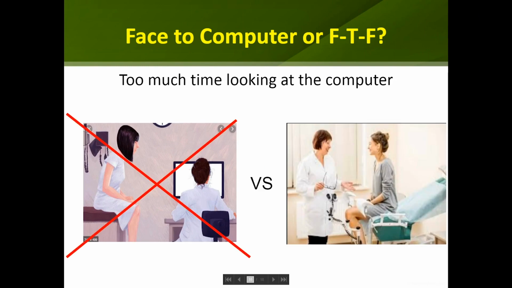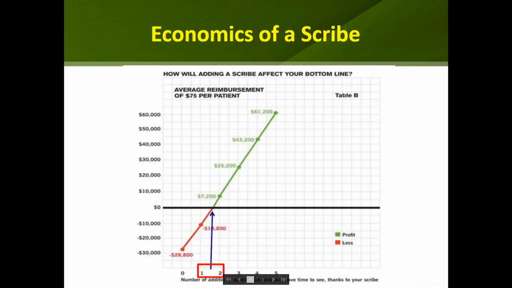One of the main complaints that patients are having today is that the doctor is spending too much time looking at their screen or their computers and not looking at the patient. By using a scribe, you can focus and be eyeball to eyeball with the patient.